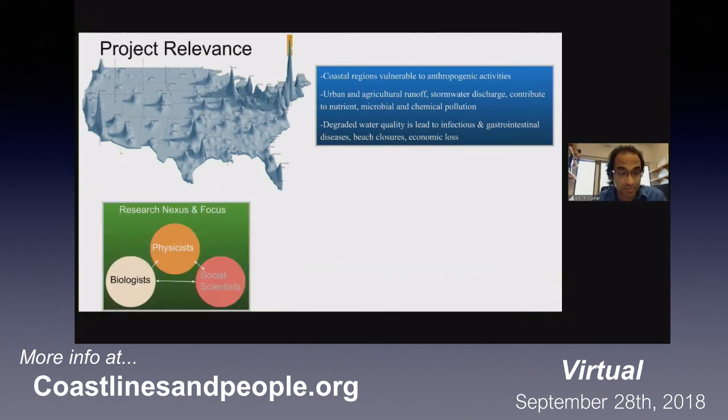The idea which we are pitching through this network is a research nexus and a focus group, which is very well integrated within the COPE program, where physicists, social scientists, and biologists can interact together to tackle this problem of pressure exchange and its socioeconomic impact. And it is very well integrated within the growing convergence research, which is one of the NSF 10 big ideas.